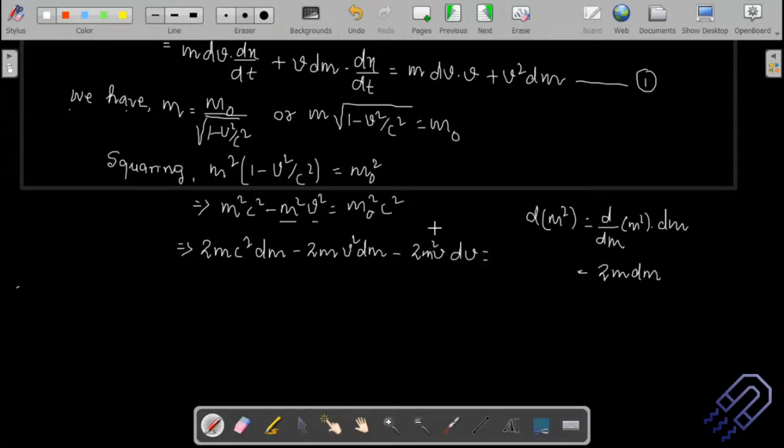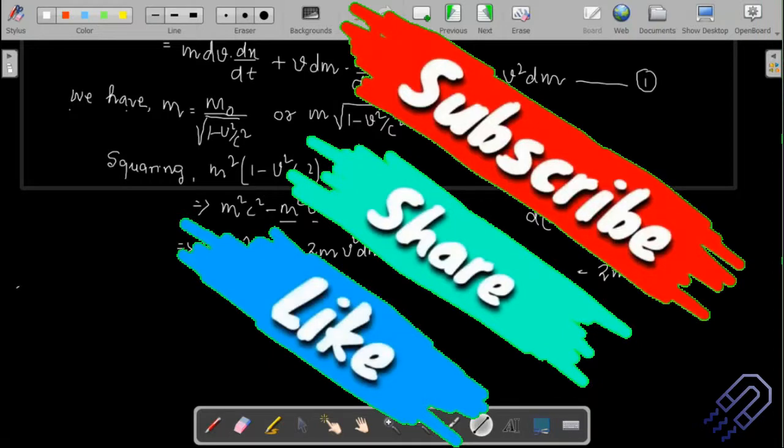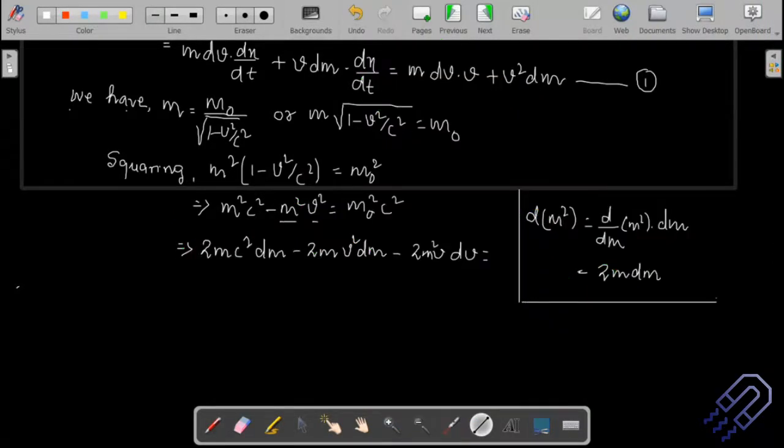On this side, m naught is the rest mass. I told you in the last class that rest mass is a constant, because it remains with the body and it is the value we have when the body is at rest. So this rest mass is a constant. c is also a constant. If I differentiate them, it will be 0. So I'll have 0 on this side.